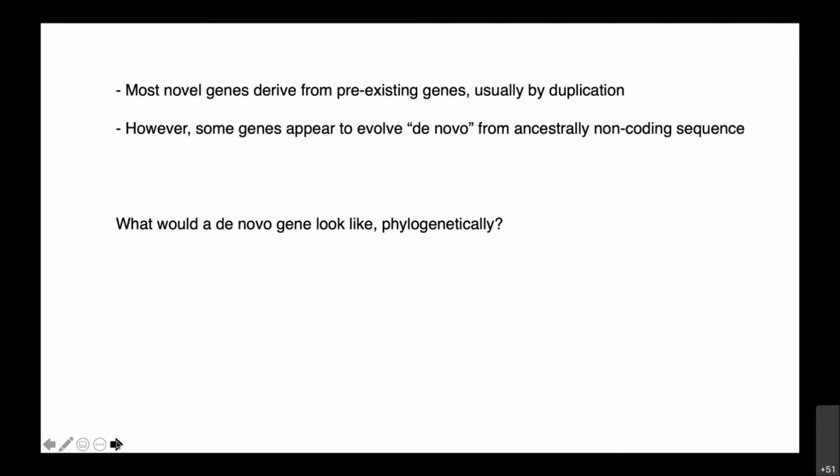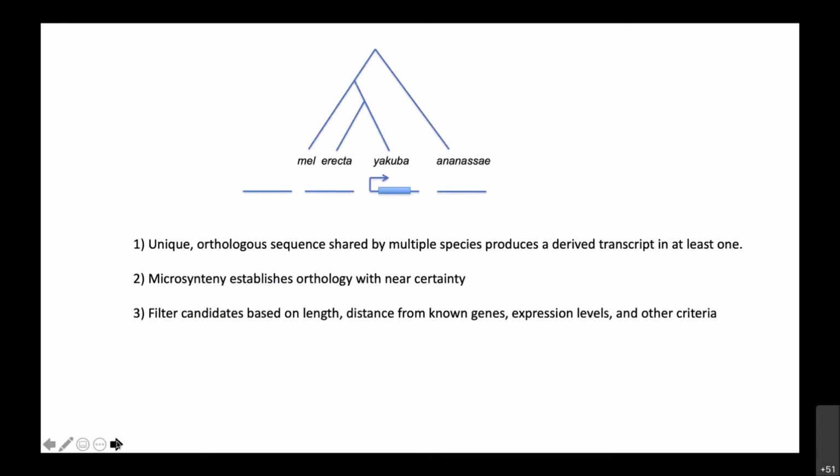Okay, so what would a de novo gene look like phylogenetically? Well, here's an imaginary phylogeny, not imaginary, for real species, but a depiction of a tree and what a de novo gene would look like. So we imagine that we've identified, based on annotations, what we think is intergenic sequence, for example, in all 4 of these species.